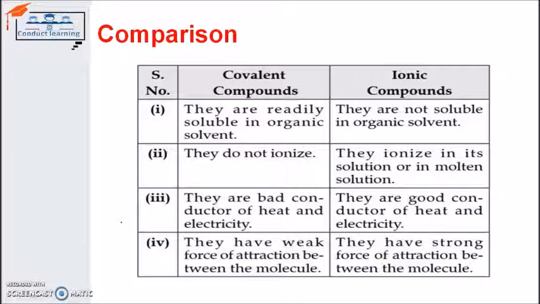Covalent compounds have a weak force of attraction between the molecules. On the other hand, ionic compounds have a strong force of attraction. And why is it so? Covalent bonds are weak in nature because they are made after sharing of electrons. But ionic bonds are formed after losing and gaining of electrons. So they have a huge force of attraction between positive and negative ions. So it's difficult to break the bond in ionic compounds. They have a high force.